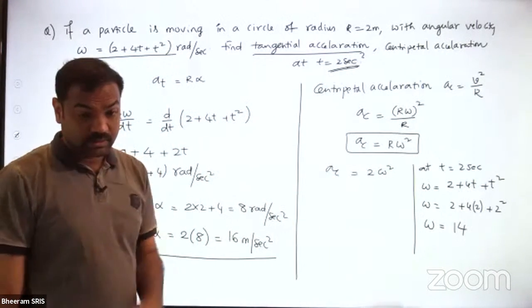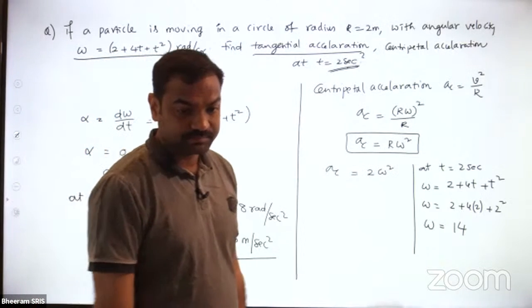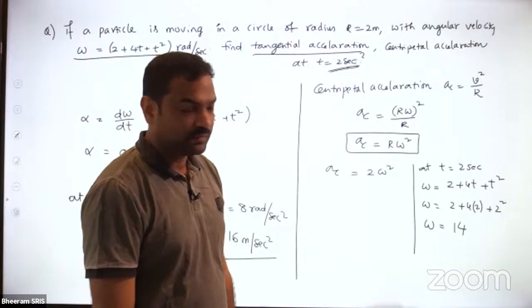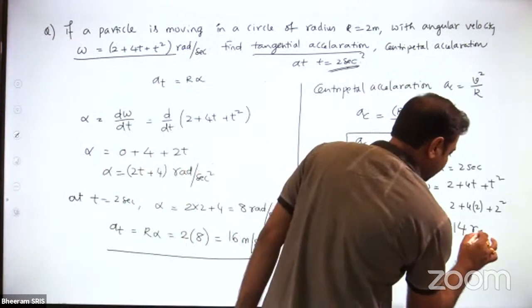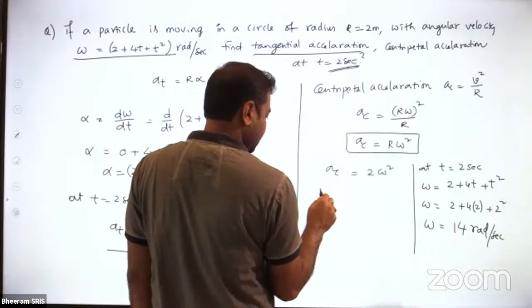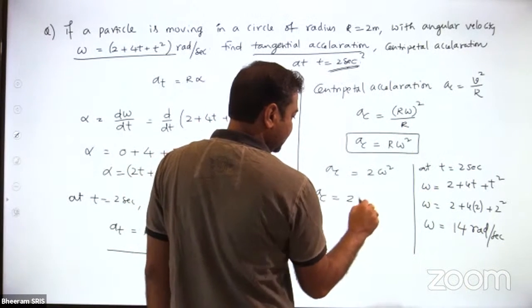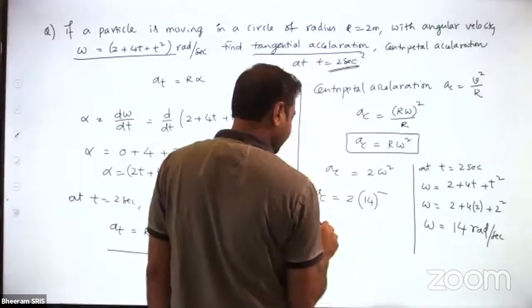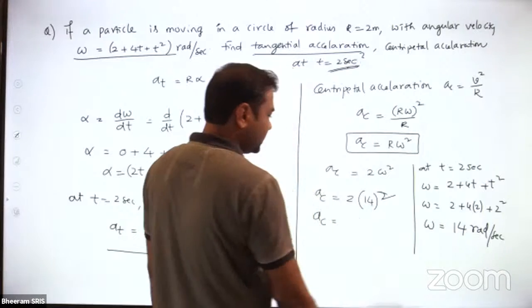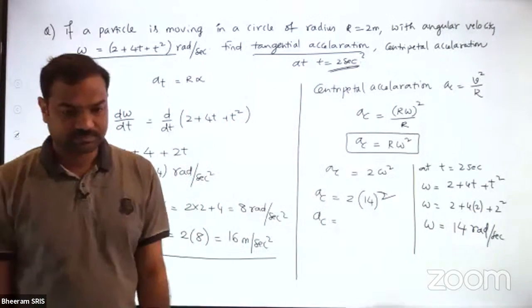Okay? Omega value is 14, I got. 2 plus 8 plus 4, 14 radian per second. Okay? Let me know if I made any mistake in the numbers. I think there is none. So centripetal acceleration will become 2 into 14 square.